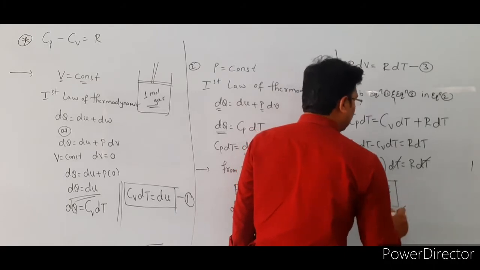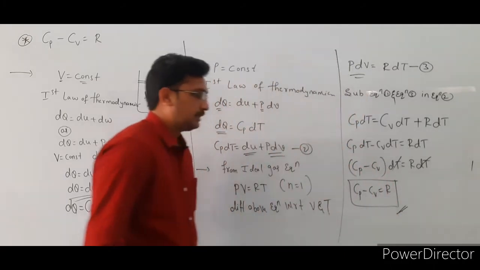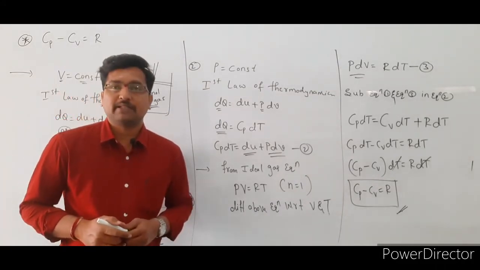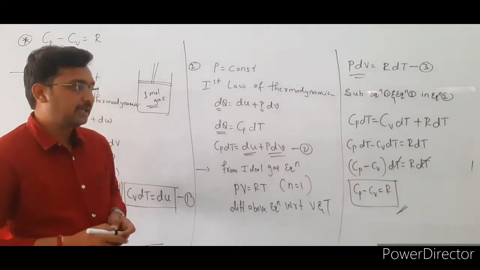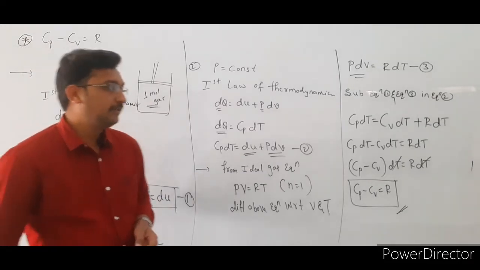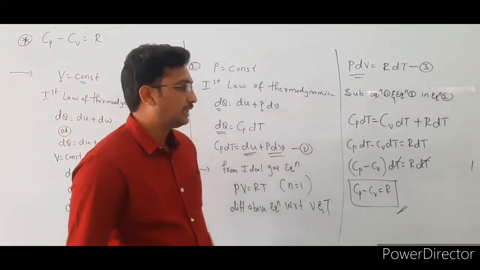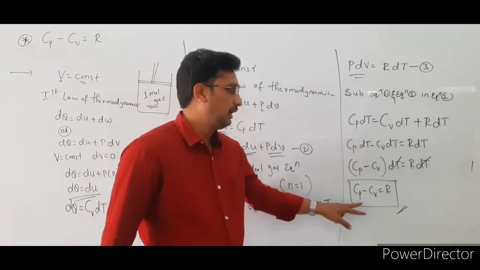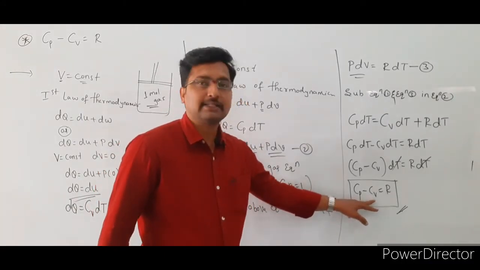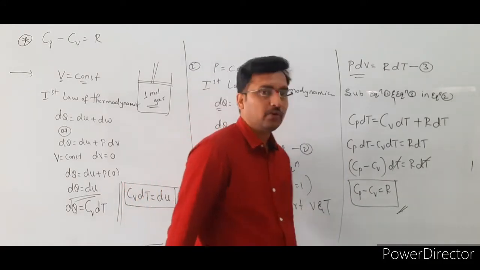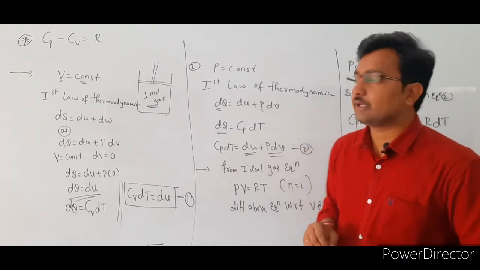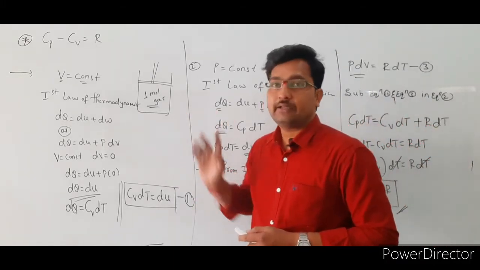So this is the relation between Cp and Cv. Cp indicates the molar specific heat capacity of a gas at constant pressure, and Cv indicates the molar specific heat capacity at constant volume, and their difference is equal to R. So this derivation is very important for 5 marks.